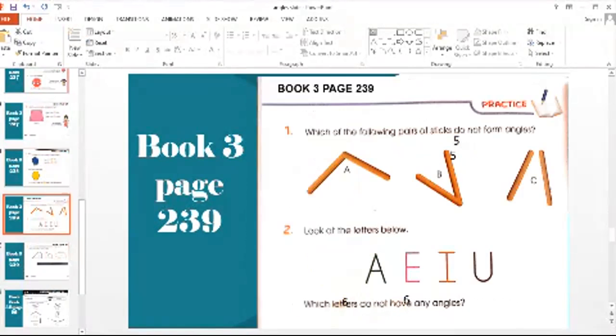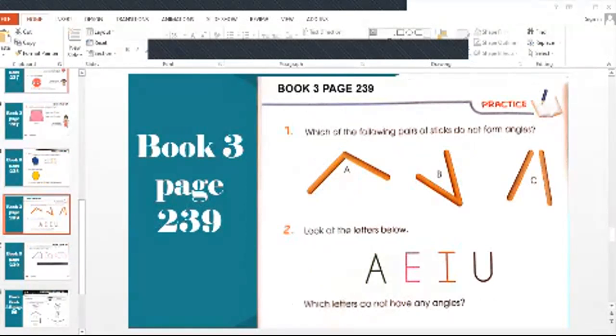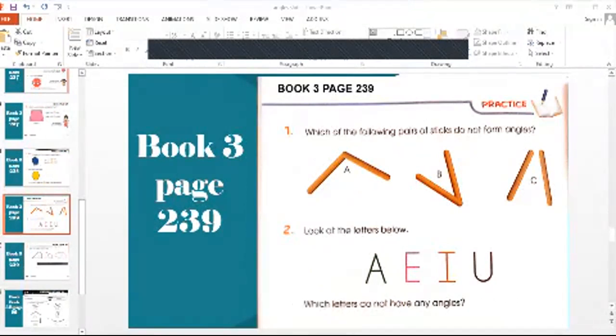Yes, in book 3, the page number is 239. This is something I would like you all to find out and solve by yourself. And I'm giving you 2 minutes, and then you can share your answers in the chat box.